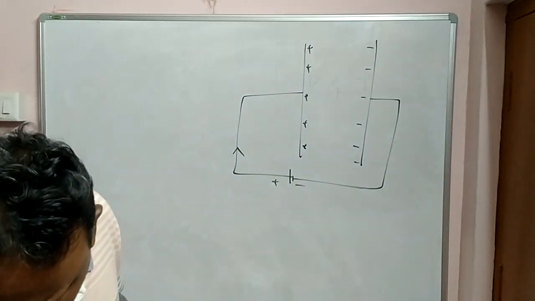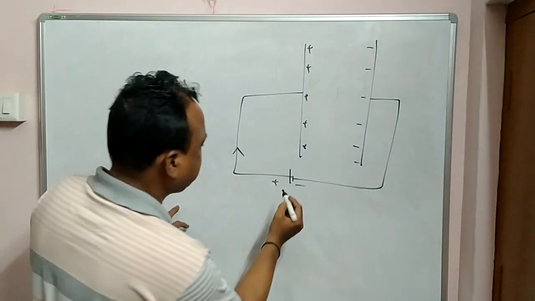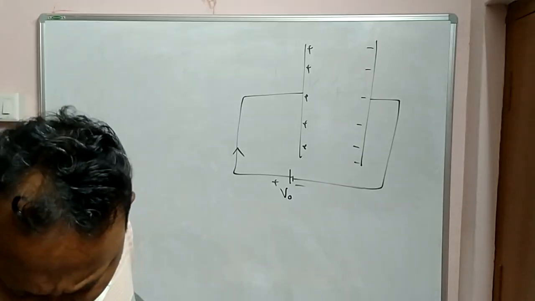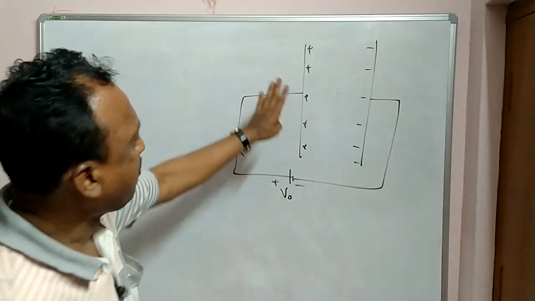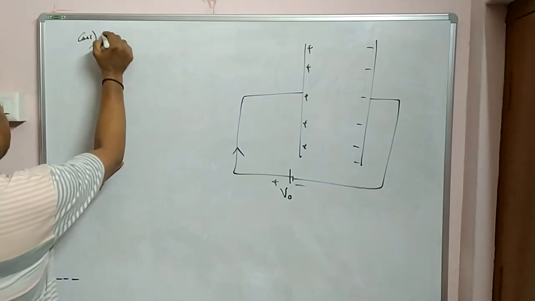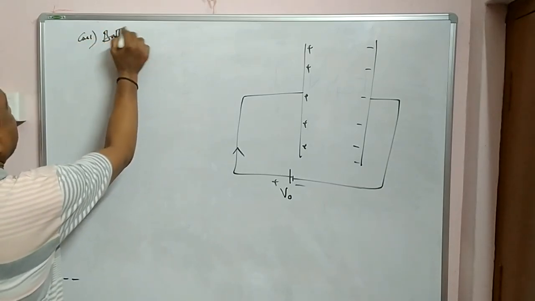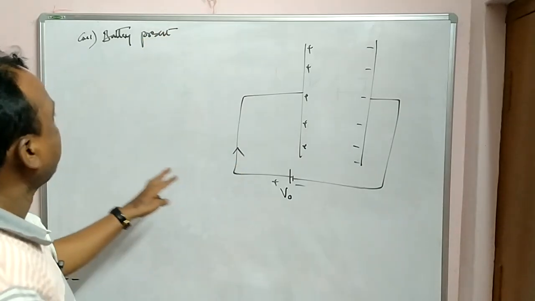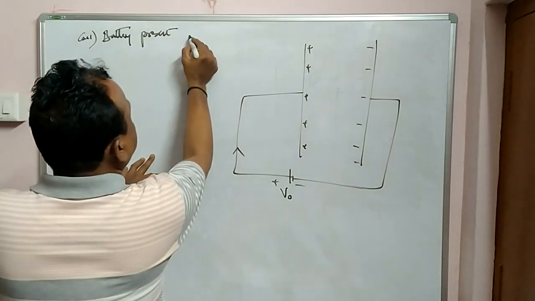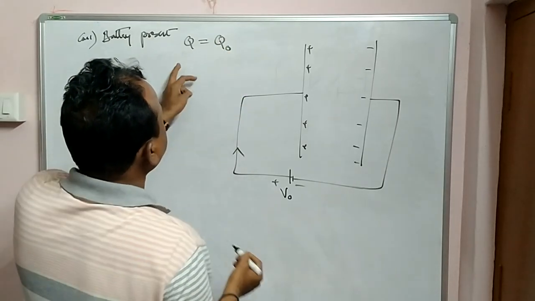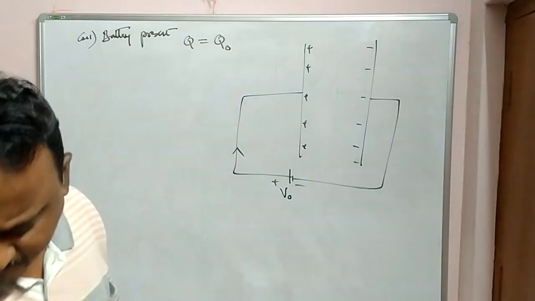First the battery is connected. Okay. The battery is there, so current is flowing. So when the battery is there, what happens? First, case 1. Battery present. When it is present, what happens to the values? The charge stays the same. Q is equal to Q0.